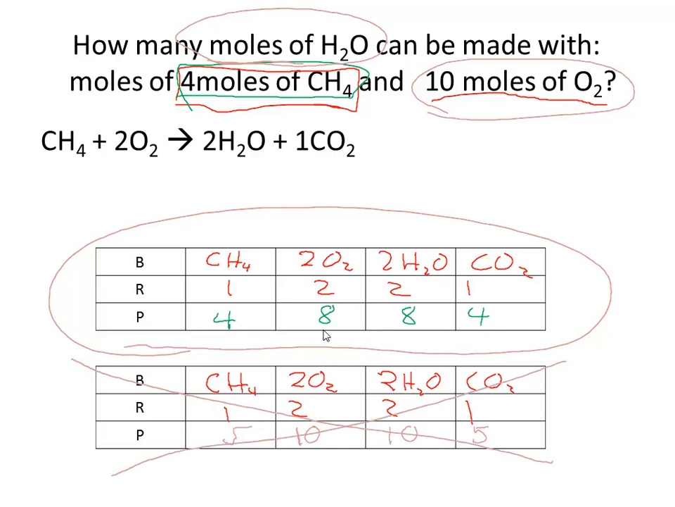Why? Because oxygen is my limiting reagent. Label that too. When we ask you about limiting or excess reagent, we're asking what reactant is running out first for the limiting reagent. So my limiting reagent is oxygen. My excess reagent is methane.